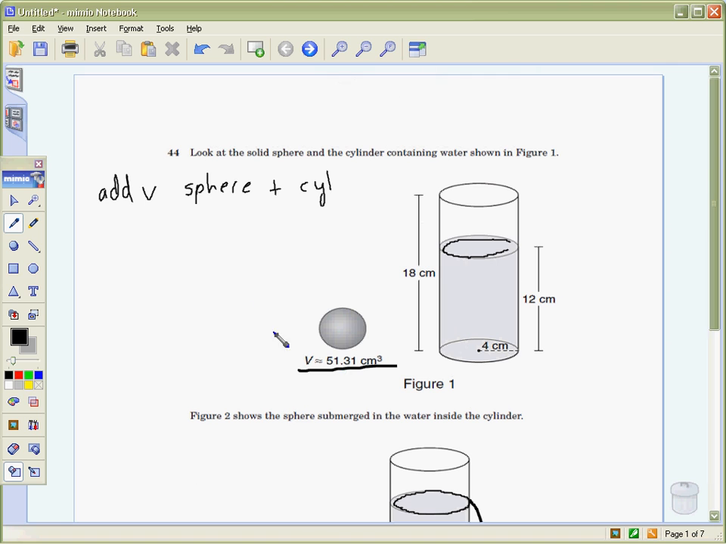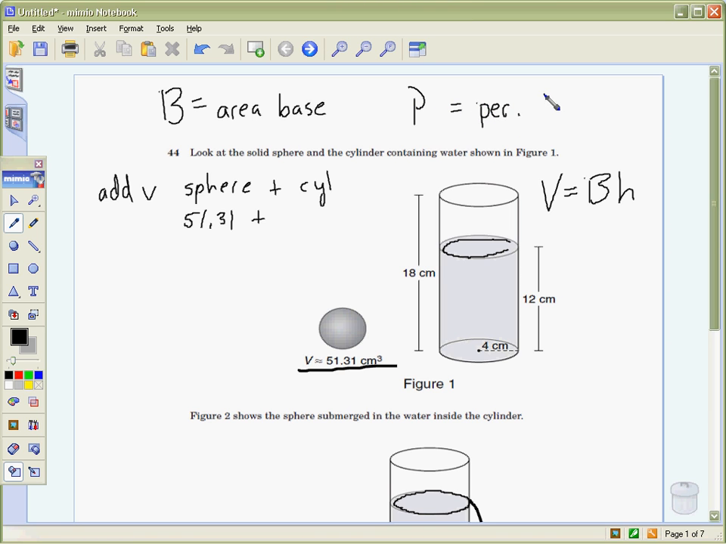So let's work through this. Here we have the volume of the sphere is 51.31, so I can go ahead and put that here. Now I need to find the volume of the cylinder. You look on your formula chart, volume of a cylinder is equal to the area of the base times the height. Remember, when you're dealing with solids, big B is equal to the area of the base, and big P is equal to the perimeter of the base. So the volume is equal to the area of the base times the height.